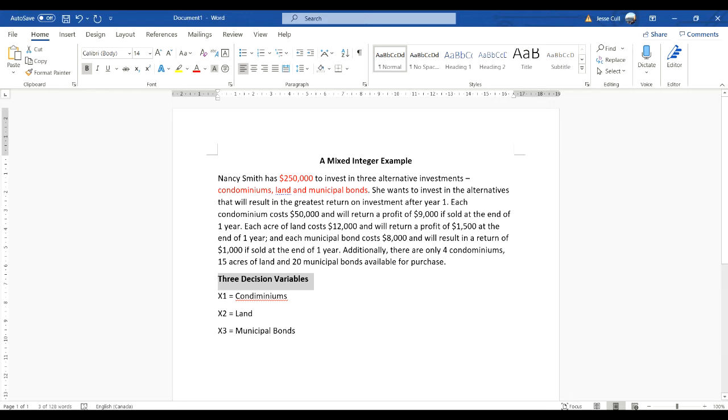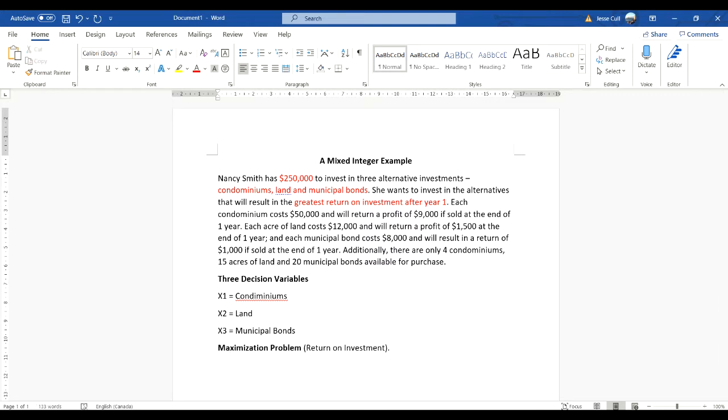We want to invest in the alternatives that will result in the greatest return on investment after year 1. That means we have a maximization problem, because we're trying to maximize return on investment. That's what we've seen so far. So we'll highlight that as well.